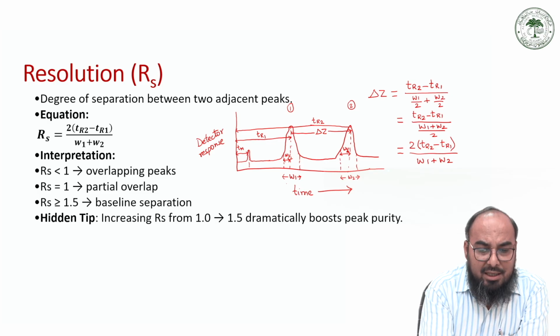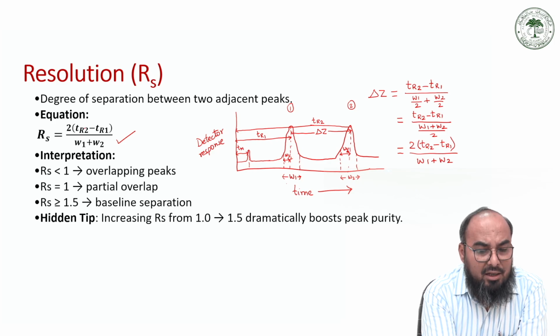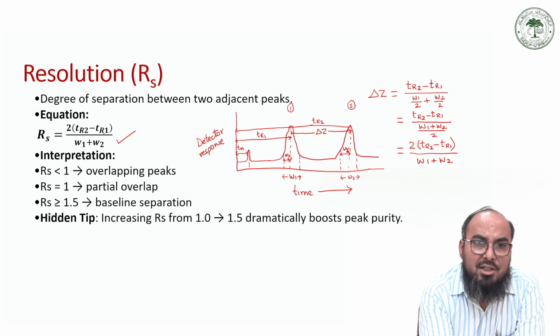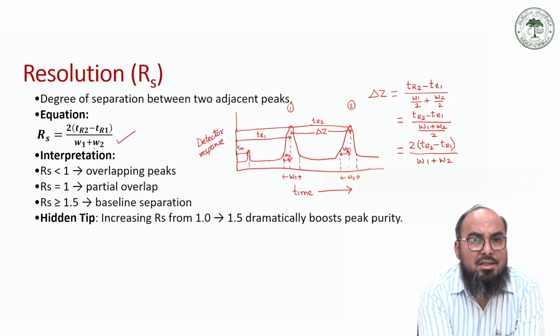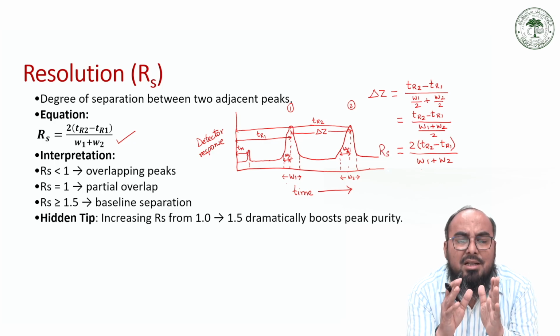Okay, so this is nothing but the retention time of the solute which is eluting at a later time, that is, the solute which is having a strong interaction with the stationary phase, minus the retention time of that solute which is having lesser interaction, upon width W1 of peak 1 plus width W2 in the denominator side. So this is the simplest relation, and delta Z can be replaced by simple Rs, that is the resolution, the distance between the two adjacent peaks.